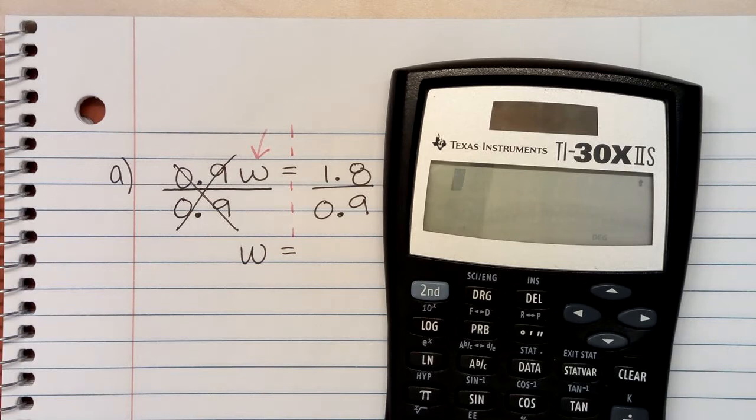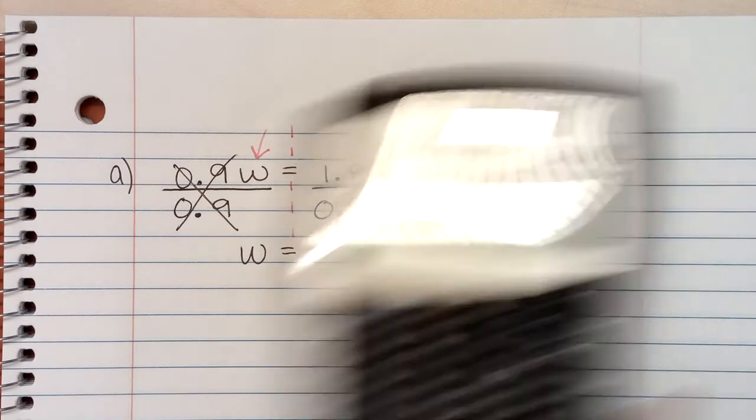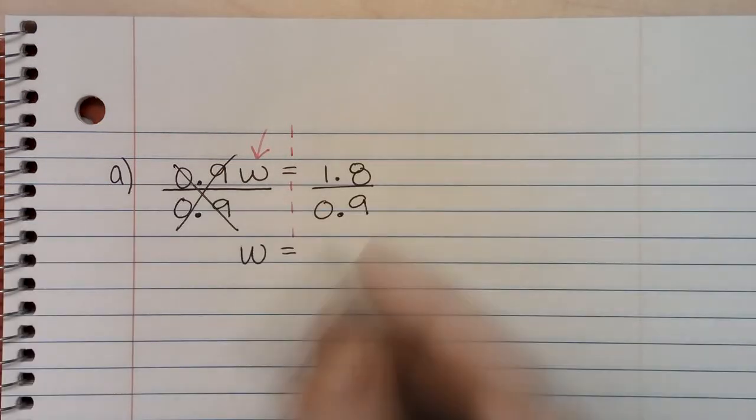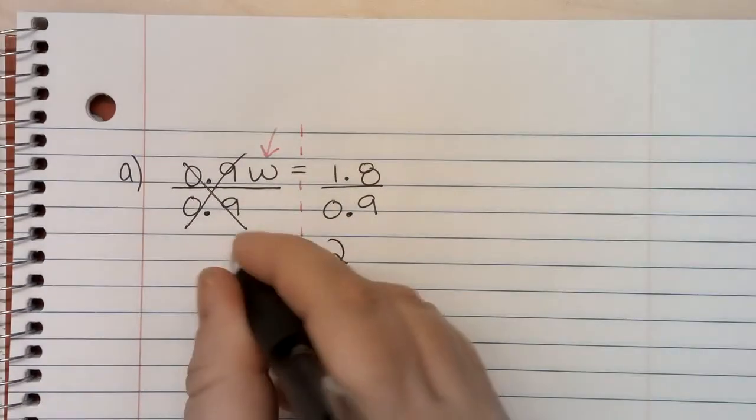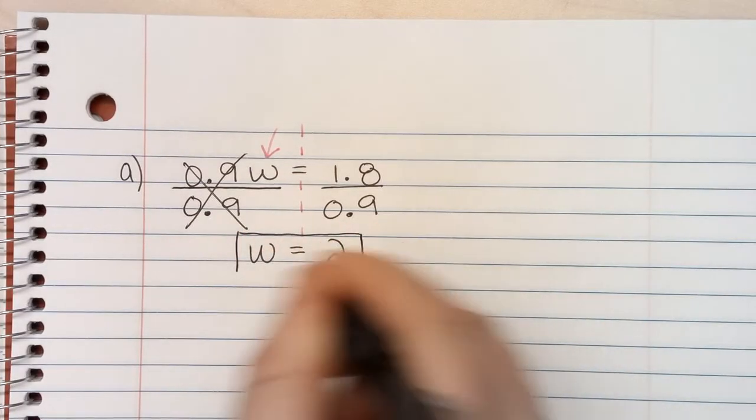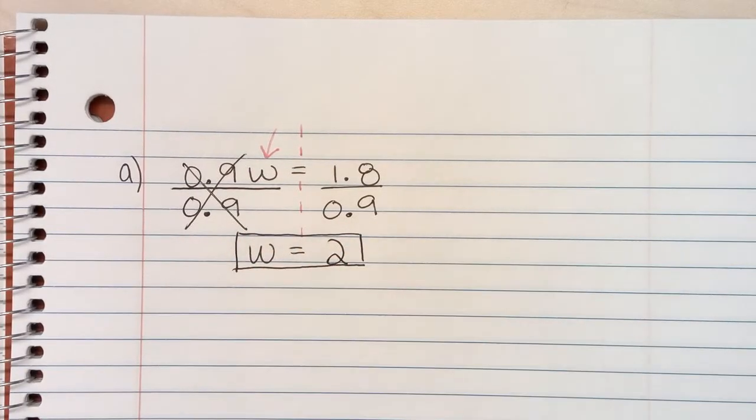So I've got 1.8 divided by 0.9 equals 2. Who knew? All right, W equals 2. All right, this is my answer. I can highlight it or box it up so it's nice and clear.